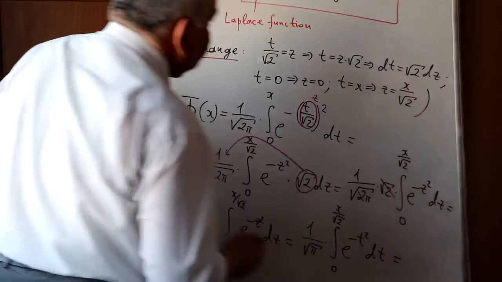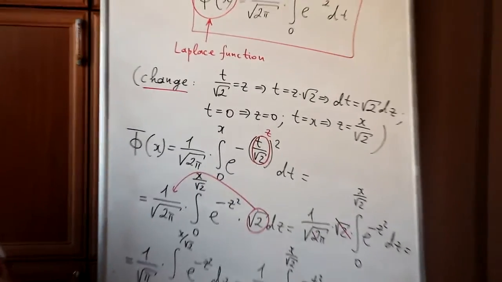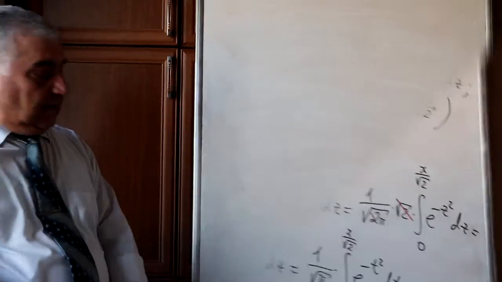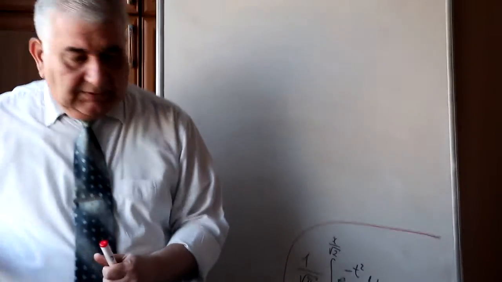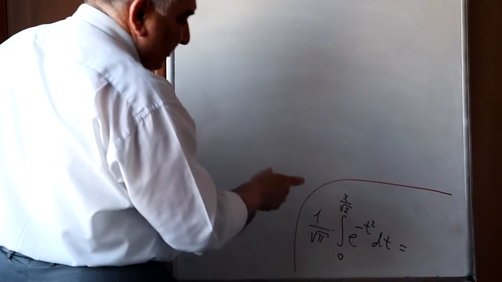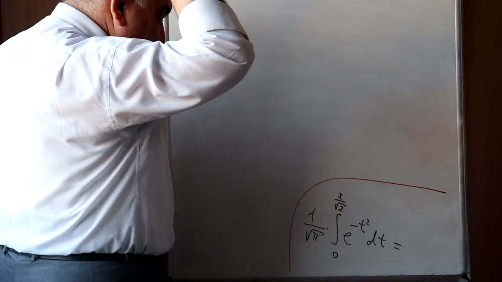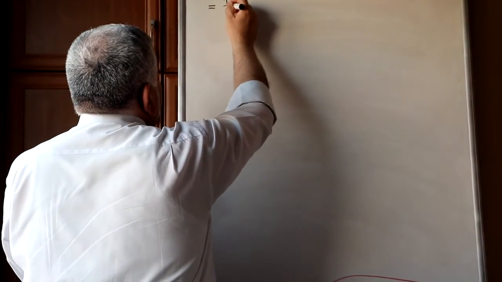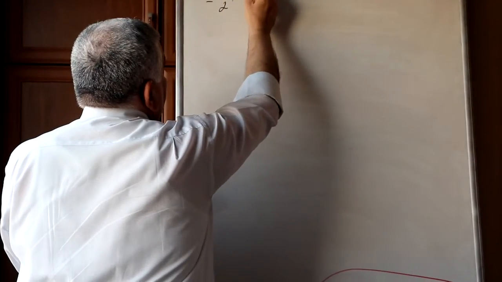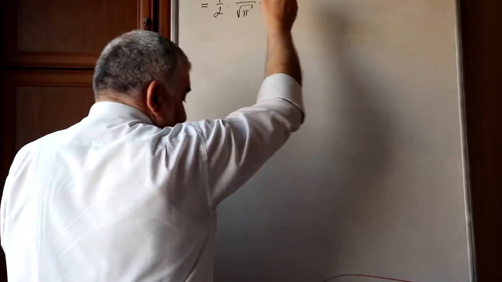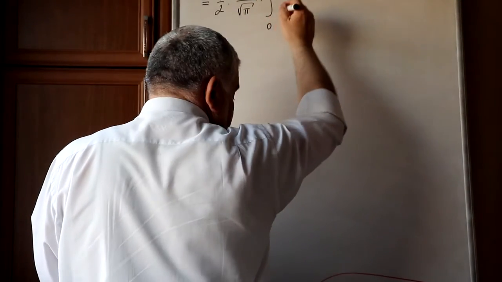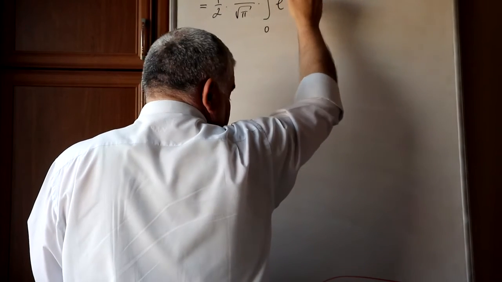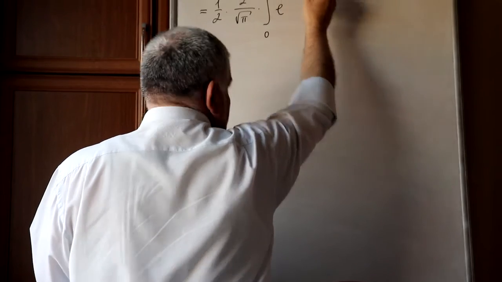Then continue. Multiply and divide the coefficient by 2 at the same time. Equals 1 half multiplied by 2 over square root of pi multiplied by the integral from 0 to x over square root of 2 of e to the minus t squared dt.